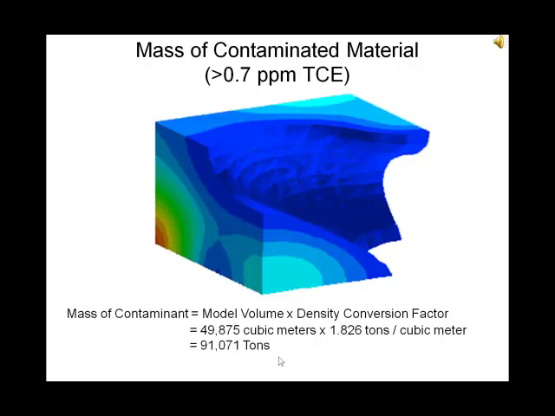To convert a volume to mass, just multiply the volume by a density conversion factor. In this case, we end up with 91,000 tons of contaminated material.